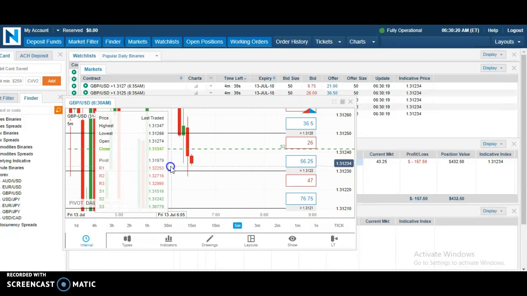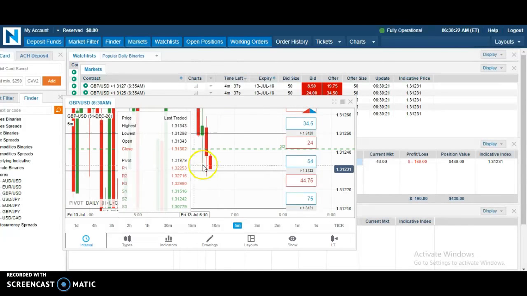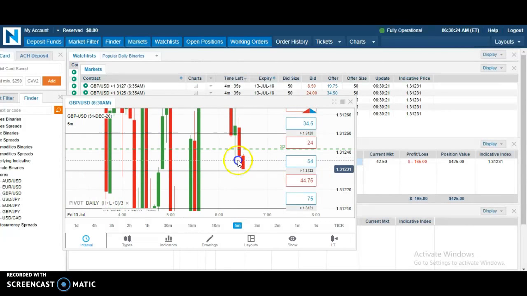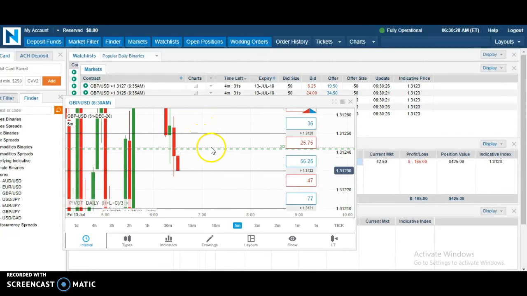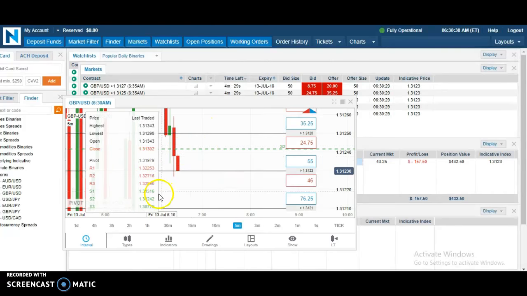I should take another 2-3 trades to cover the $76.75, but there you go, guys. Because of the support line, the value came up.